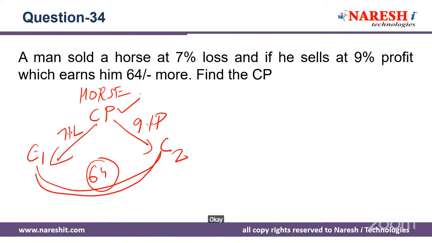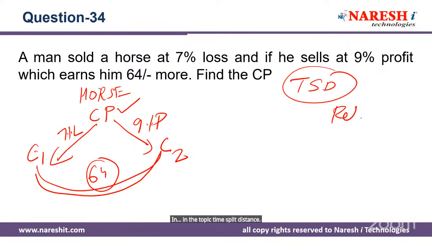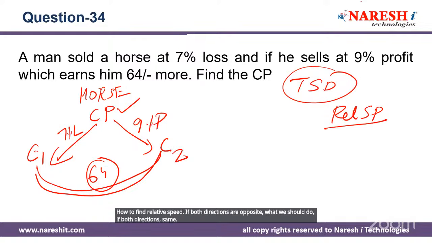Okay. Now, I'm telling a shortcut directly here because it is very easy to understand. I told you yesterday, I don't know how many of you remember, I'll check you now. In the topic time, speed, distance, how to find relative speed. If both directions are opposite, what should we do? If both directions are the same, what should we do? Can anyone tell me?